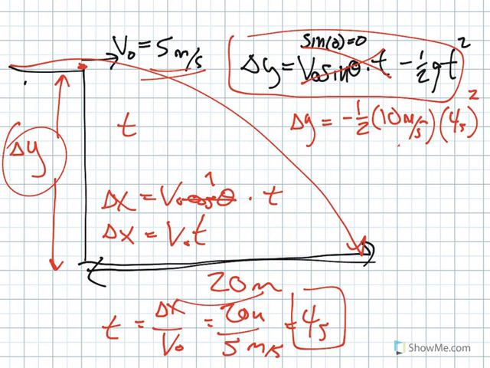So minus a half of 10 is minus 5 meters per second squared, times, well, 4 squared is 16 seconds squared. So the seconds squared cancel out, and I'm left with meters, so that's minus 80 meters. It lands 80 meters below the initial point that you threw it.